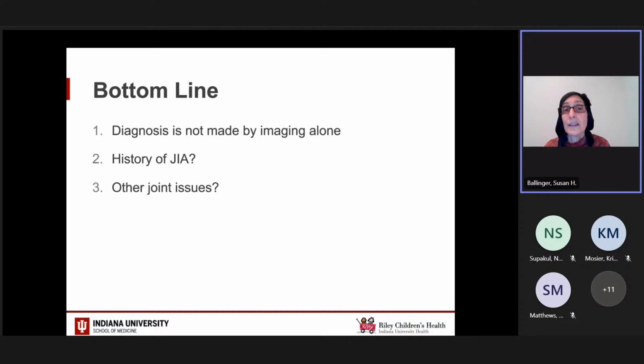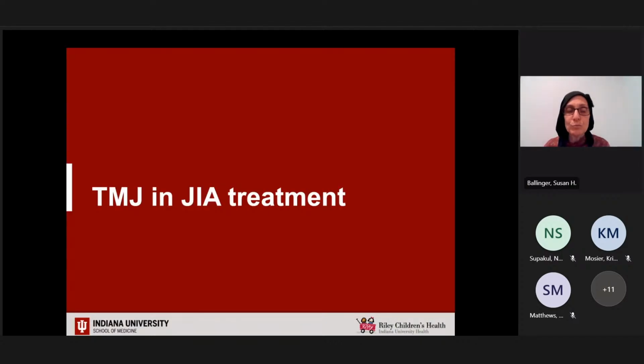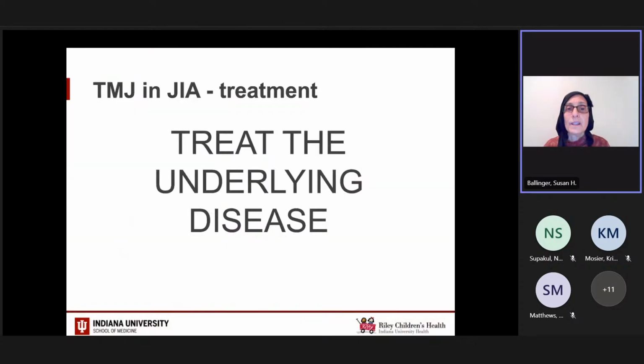So again, the bottom line is the diagnosis is not made by imaging alone, thank goodness, because we still need clinicians to make these diagnoses. Sometimes the history is important, and sometimes the history of other joint issues is important. TMJ and JIA treatment. My standard is treat the underlying disease. If you treat the arthritis, you'll be treating the TMJ arthritis.